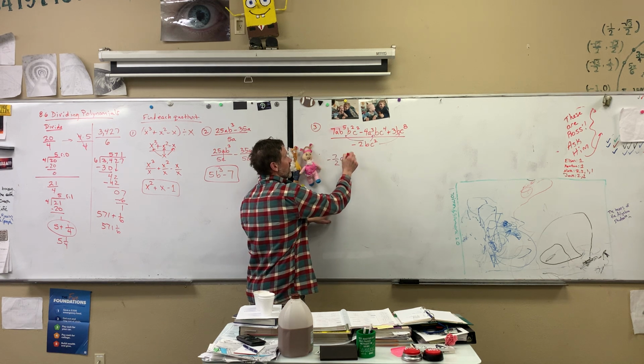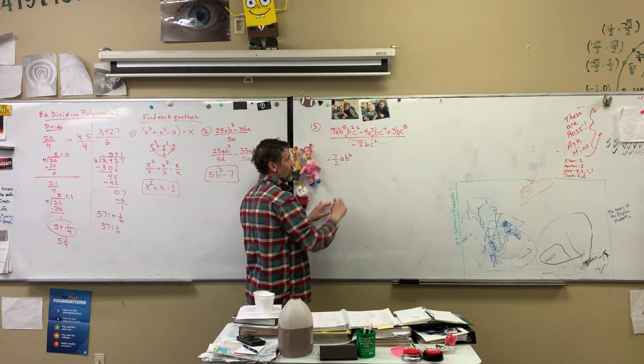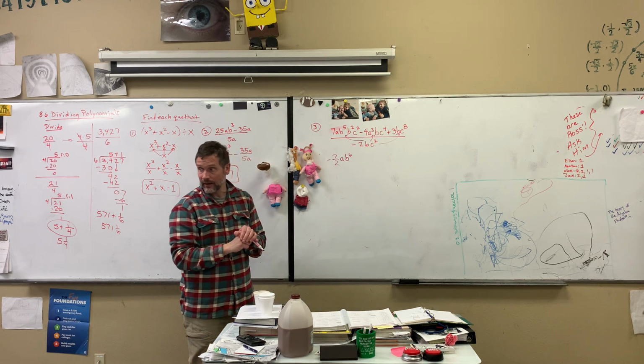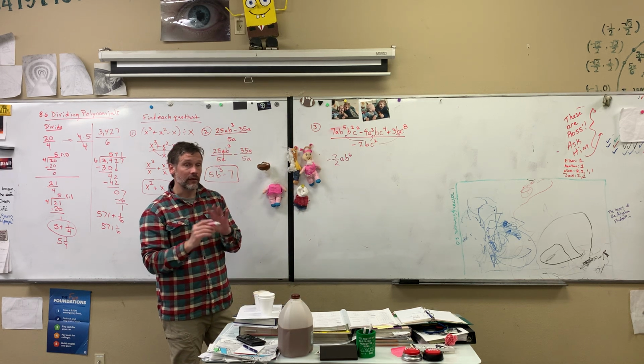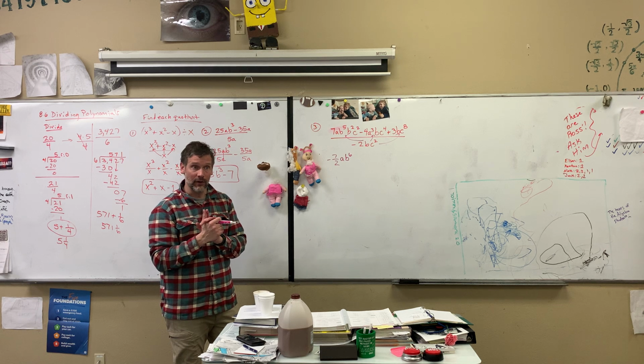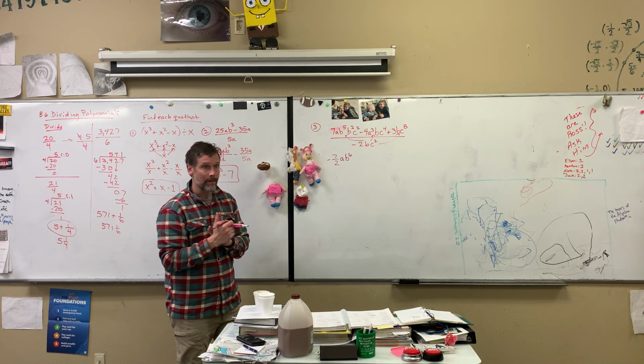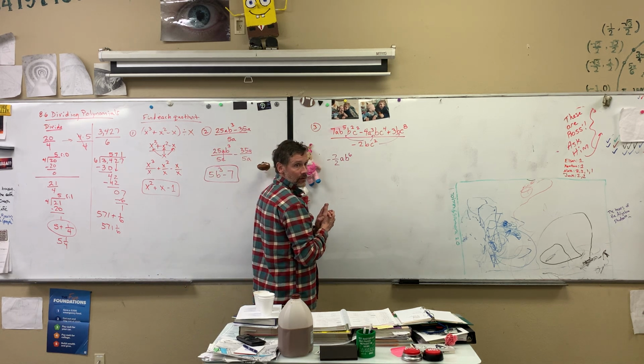B to the 6th. This is C squared over C squared. Those cancel to not 0, but 1. And so then we just don't write the number 1, right? We don't write times 1. How is it B to the 6th?